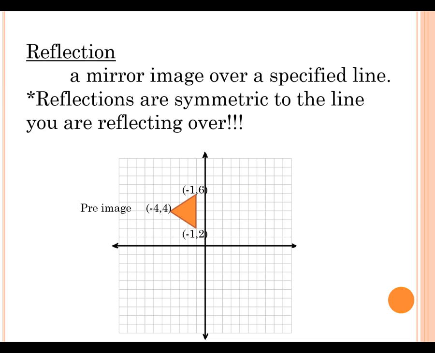So here's a pre-image, then bam, it has flipped over the y-axis. So my y-axis would be the line of symmetry, or the axis of symmetry, or the line of reflection. And again, here's the pre-image also reflecting over the x-axis. So in this case, the x-axis would be your line of symmetry, or axis of symmetry, or line of reflection. All those mean the same thing.